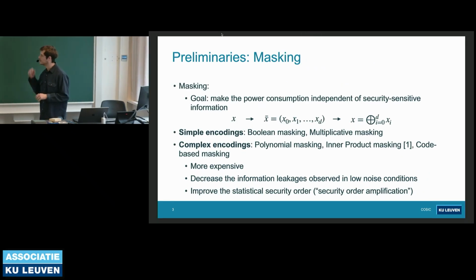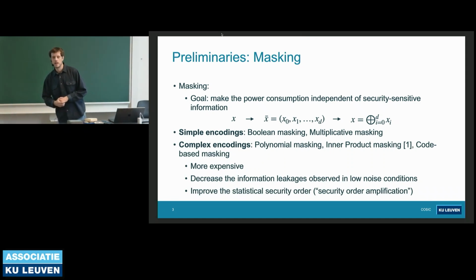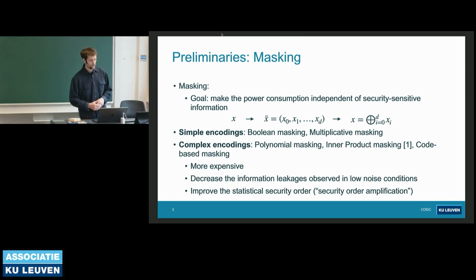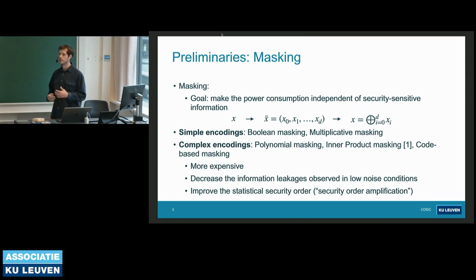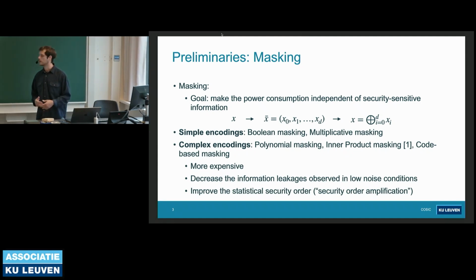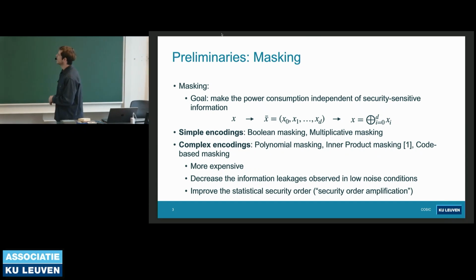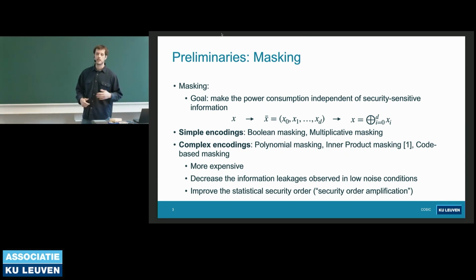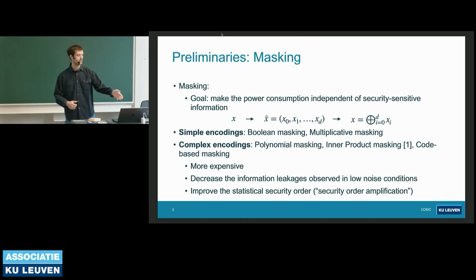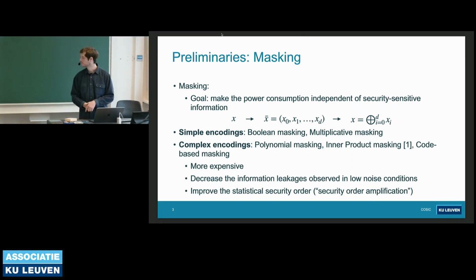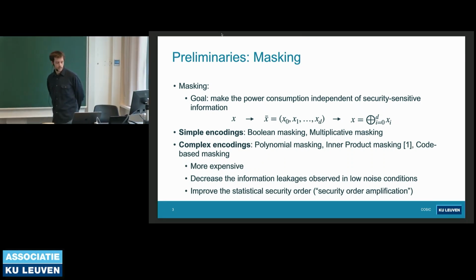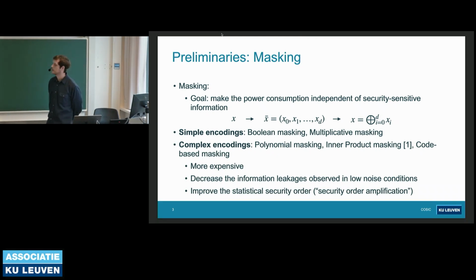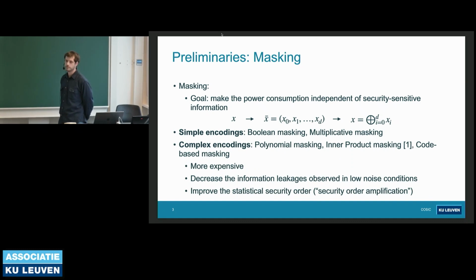And against these attacks, there exist countermeasures. The most well-known and used one is masking. The goal of masking is to make the power consumption independent of the security-sensitive information. So if you have some secret information X, basically you will make a collection of shares. Here in this example, you have D+1 shares, and this is the case of Boolean masking: when you XOR all the shares, you go back to your secret value X.